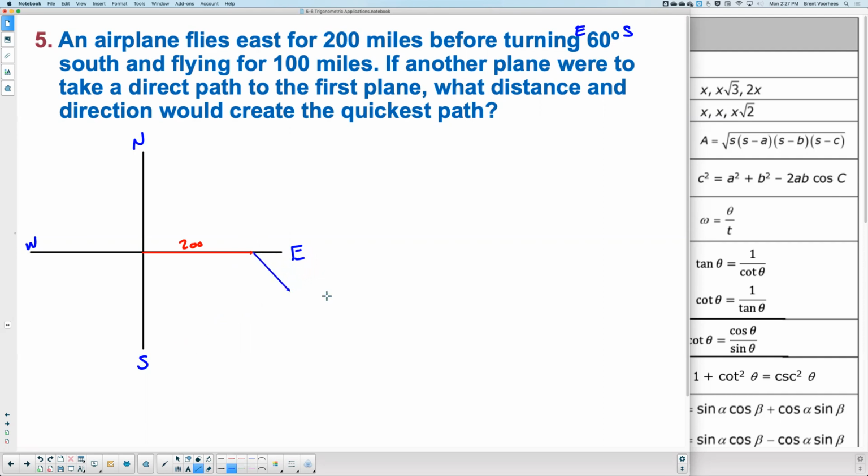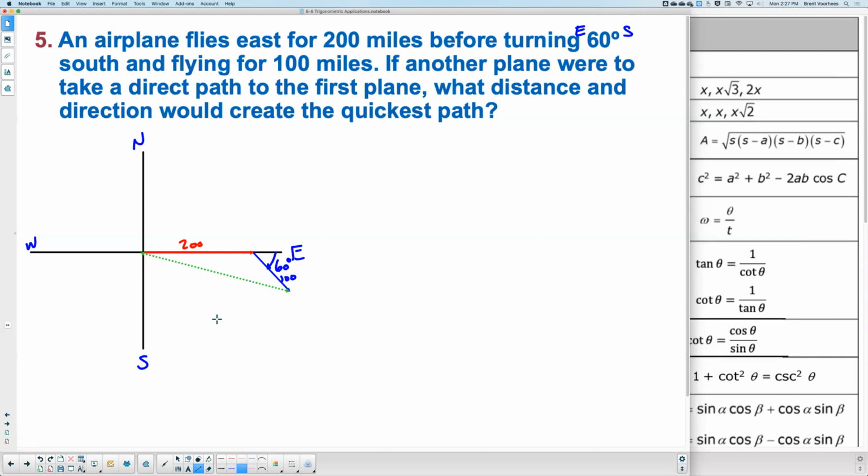Right here? Okay, so if that's 60 degrees, come back and now let's add to our chart a 60 right here. And the length is 100. Now, it says if another plane were to take a direct path to the first plane, what distance and direction would create the quickest path? Like if they went exactly straight to that point, what should that airplane do? That's the question for us.